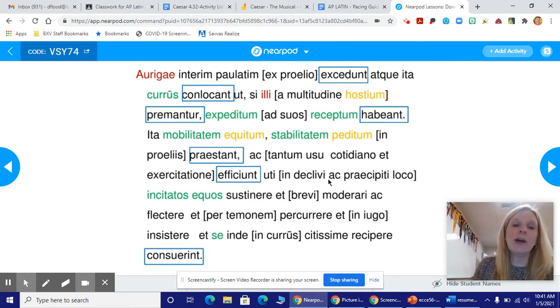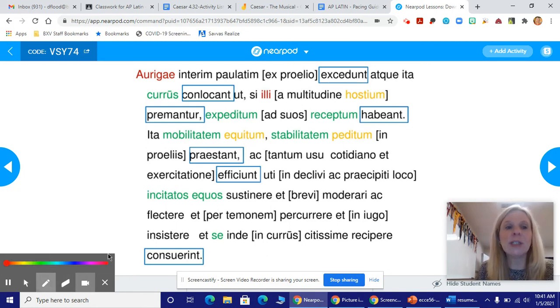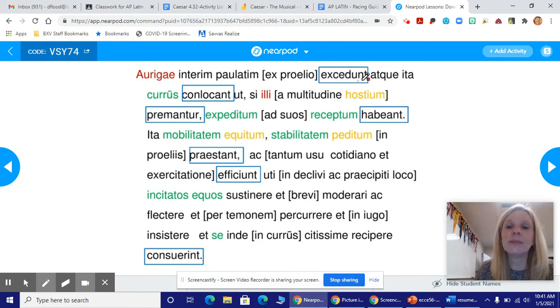Okay. The aurigae, who are the charioteers, meanwhile, aurigae interim paulatim ex proelio excedunt. So the charioteers, meanwhile, withdraw a little from the battle, and they collocant their currus. They locate their chariots in such a way, ita, so that's going to be our big clue here, in such a way that. Okay, here we have a result clause, in such a way that they will have, habeant, and there's our verb in the subjunctive. So ita plus ut plus habeant in the present subjunctive creates a result clause.